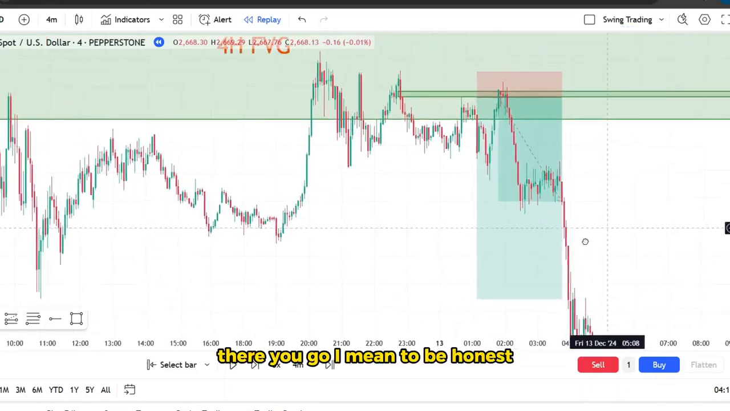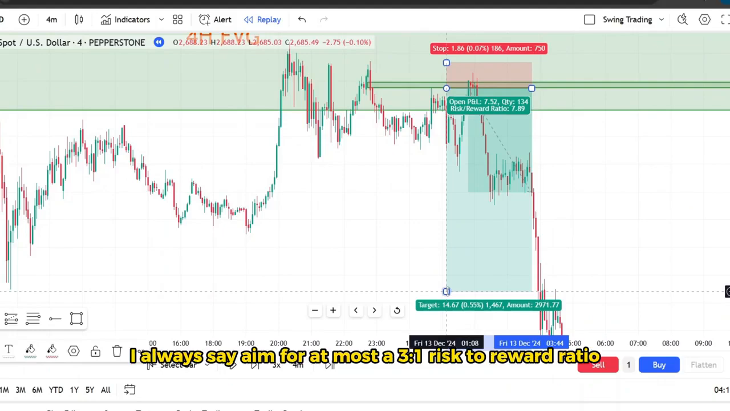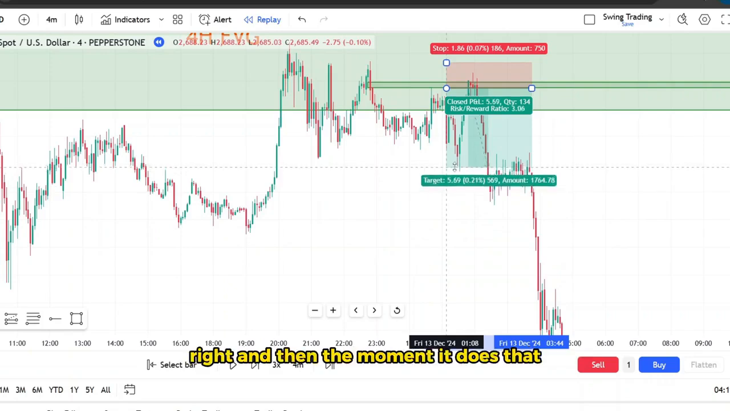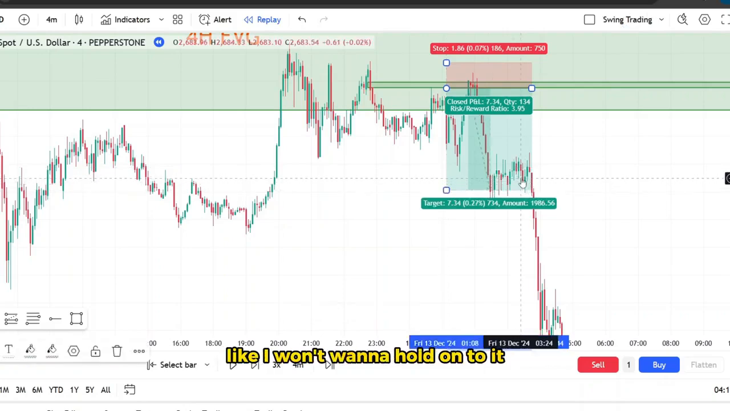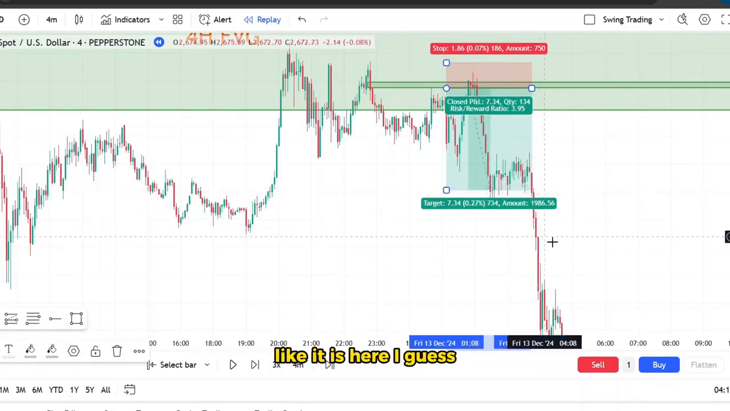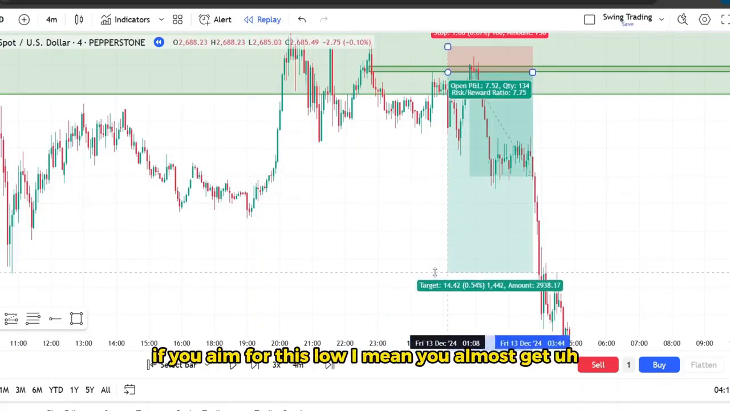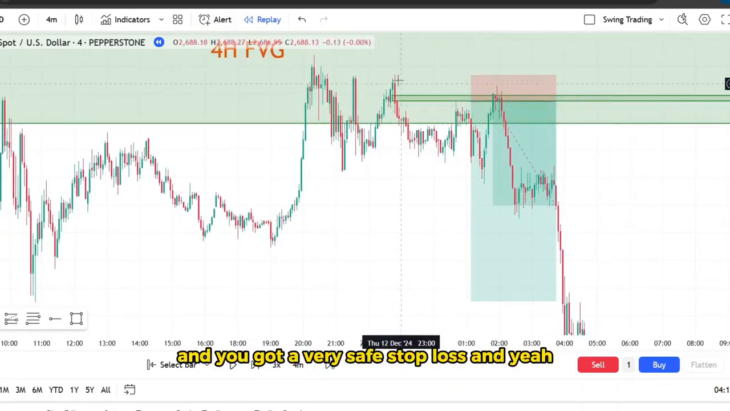There you go. I mean, to be honest, if you really wanted to, what you could do, I'm not saying to do this, because I always say aim for at most a 3 risk to reward ratio, but you could do this. You could aim for a 3 risk to reward ratio, like this, right? And then the moment it does that, you can move your stop to break even, or at least watch the charts very carefully. Because for me, I'd be out at this chop right here. Like, I wouldn't want to hold onto it. But if price is dropping like a brick, like it is here, I guess you could just keep the trade open and just watch it. And then as soon as it starts to reverse, just close the position. But again, if you aim for this low, you almost get 8 risk to reward ratio, which is insane. And you've got a very safe stop loss.